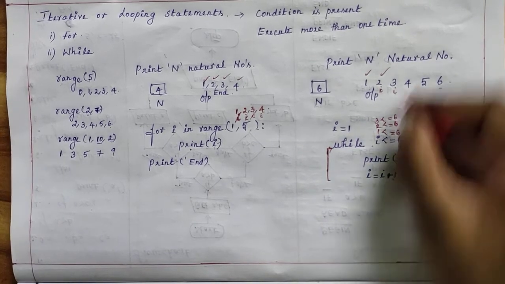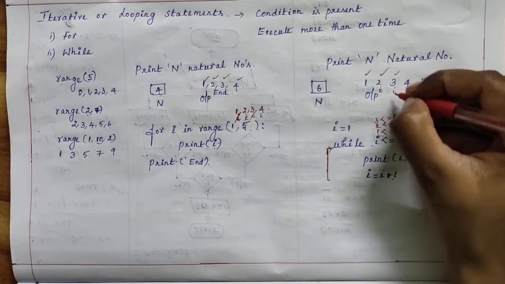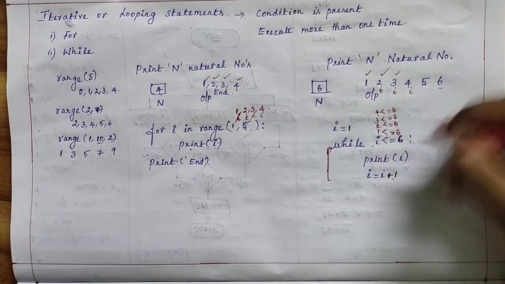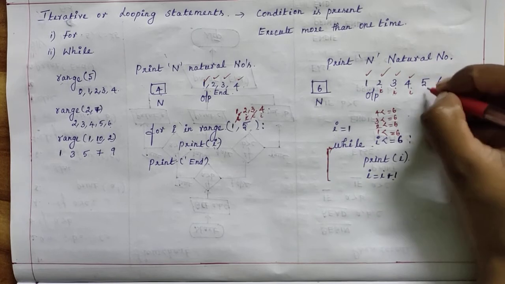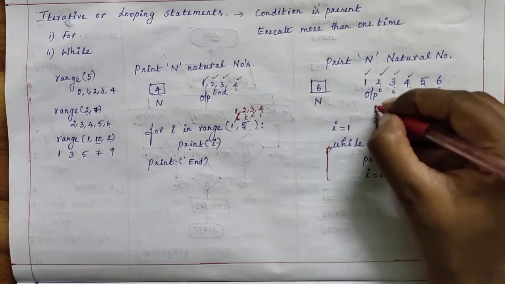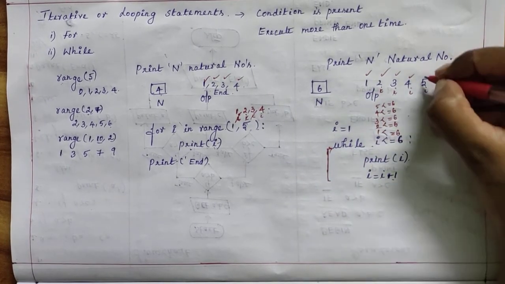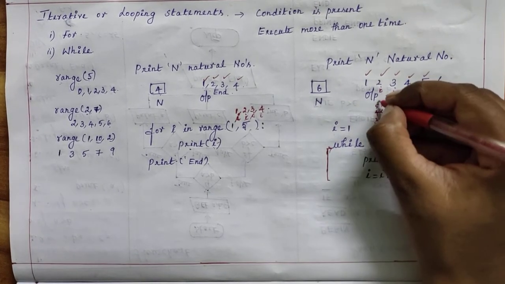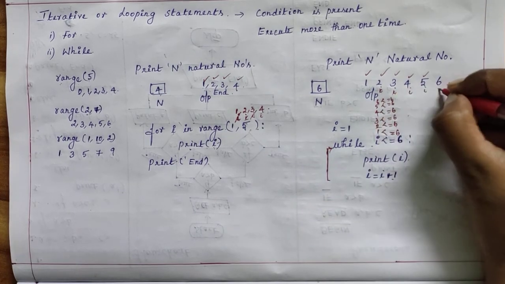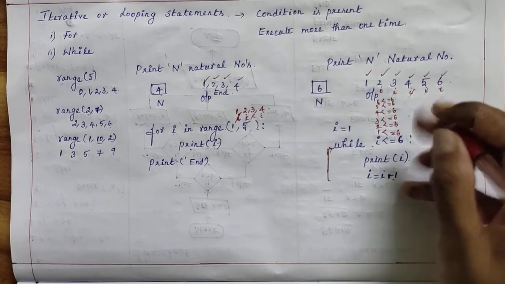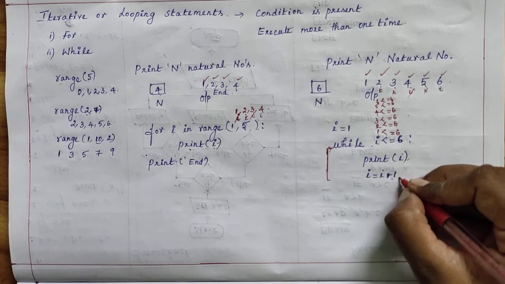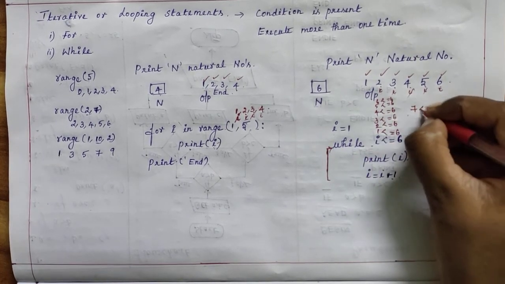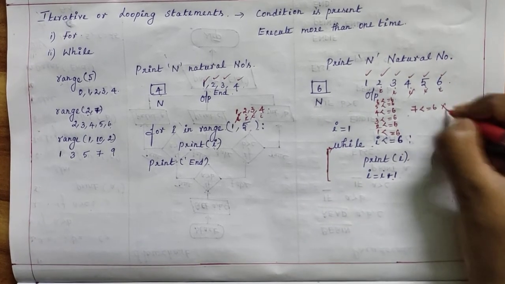Yes, the condition is correct, therefore 3 will be printed and the I value will be incremented, and then 4 is less than or equal to 6. Yes, the condition is correct, therefore 4 will be printed and I will be incremented, and then again 5 is less than or equal to 6. Yes, therefore 5 will be printed and then the I value will be incremented. It is pointing to 6. 6 is less than or equal to 6. Yes, correct, therefore 6 will be printed and the I value will be incremented. The value of I becomes 7. 7 is less than or equal to 6? No, the condition is false.